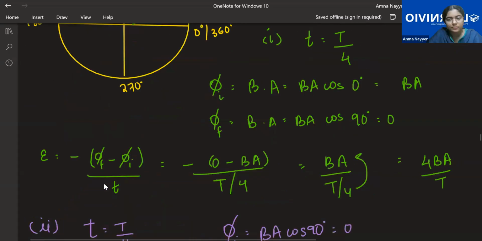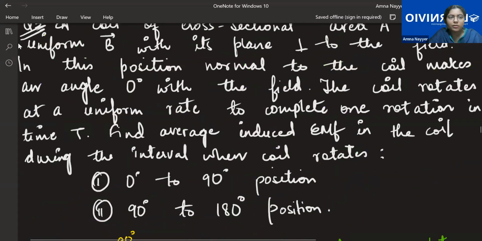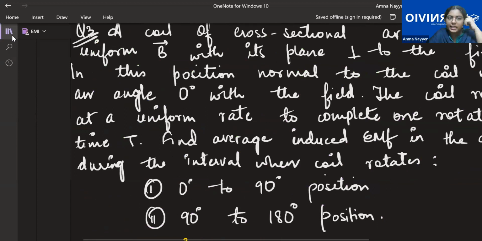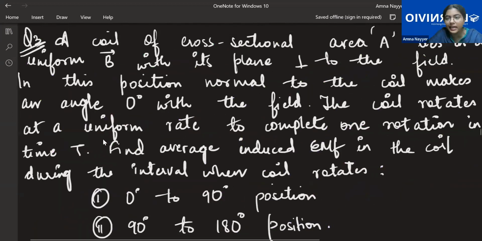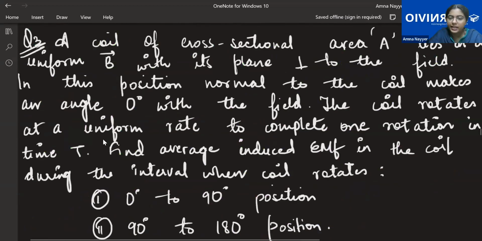Yes, ma'am. So that completes the topic. Now the next topic that I'll start is Lenz's law, which explains why the negative sign is coming. We didn't talk about it, no? Why the sign is there. Okay, write it. Your next class will be on Friday, not tomorrow.